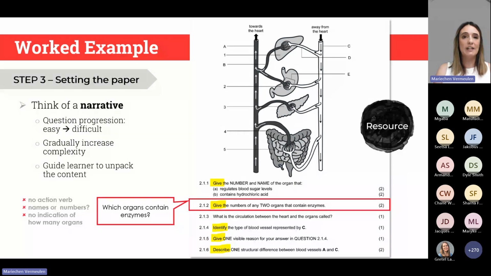I'm just saying don't make it your primary convention, because of the mistakes that learners sometimes make when they have to interpret a question that is phrased in that way. And you'll notice question 213 is phrased in that way, and it's strategically done that way. What is the circulation between the heart and the organs called?